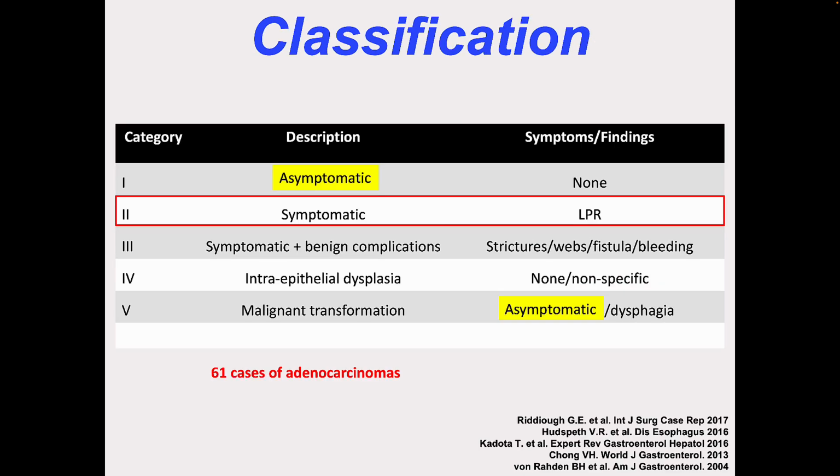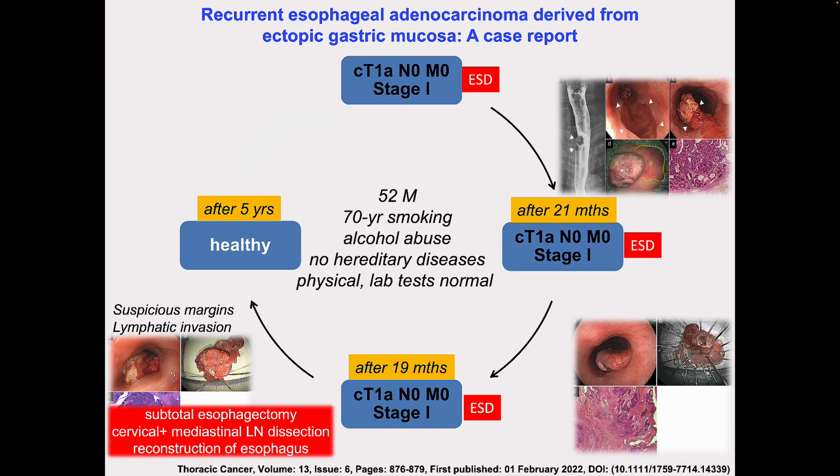We can divide inlet patches into 5 categories. Interestingly, patients with IP can be asymptomatic or symptomatic, mainly with LPR symptoms or dysphagia. In addition to this, IPs can rarely have malignant transformation, but so far, only 61 cases of adenocarcinomas have been described.